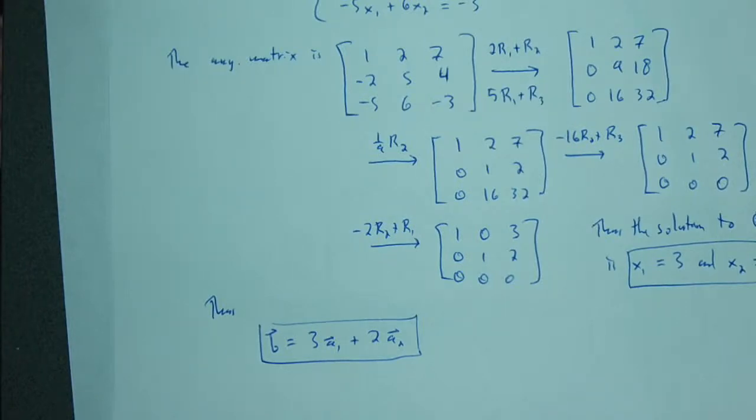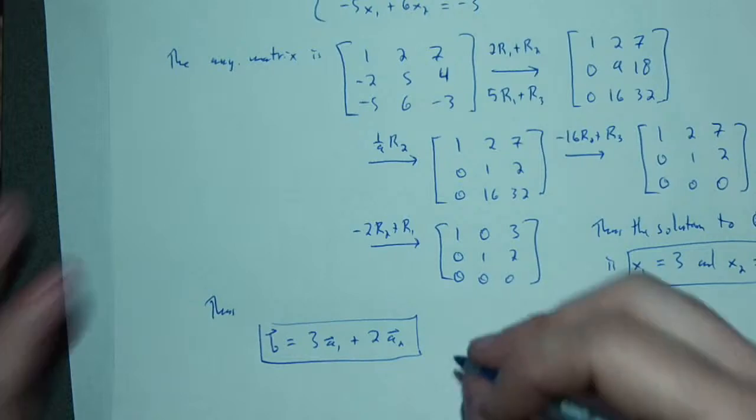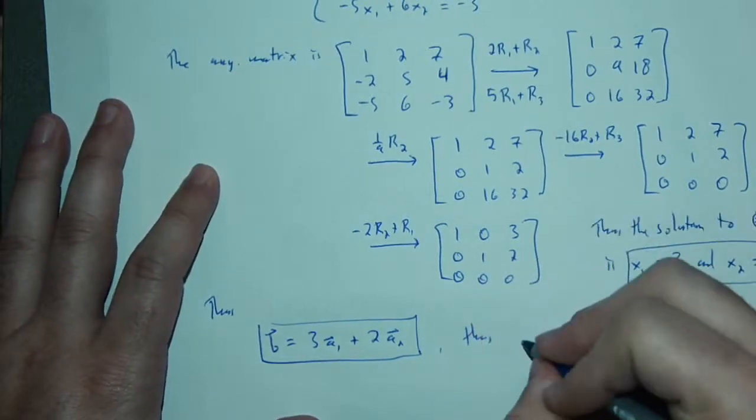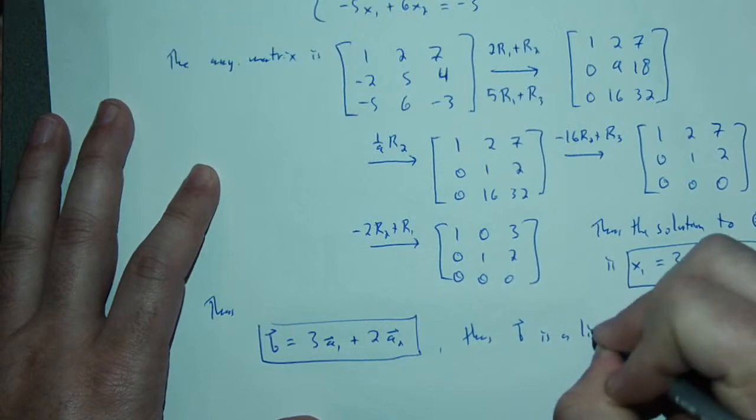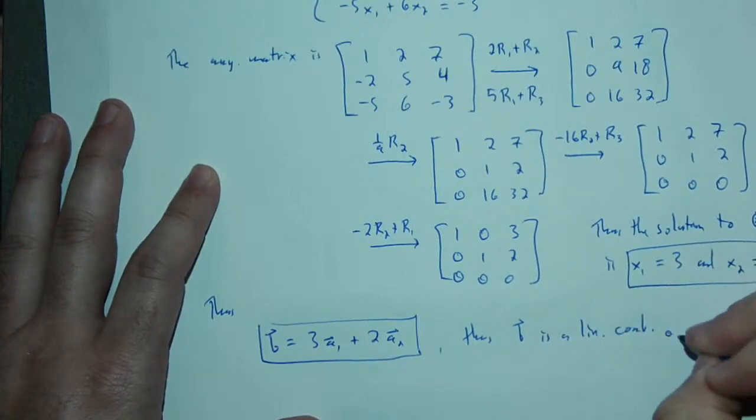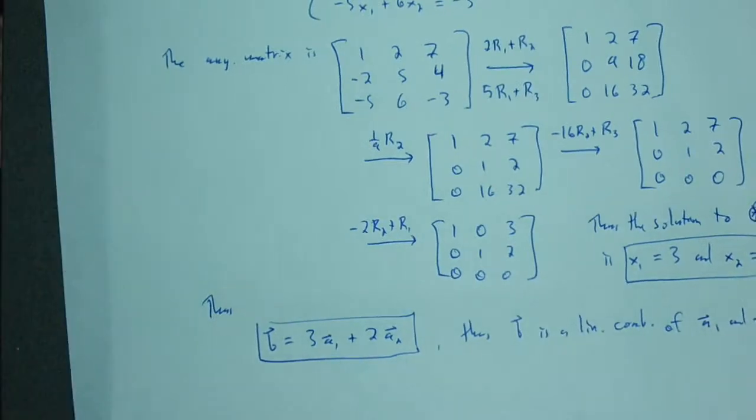So, thus b is a linear combination, a lincom, of a sub 1 and a sub 2. And that is the specific linear combination. Those are the weights. Now, as I said before, can you always do this? The answer is yes. You can always do this.